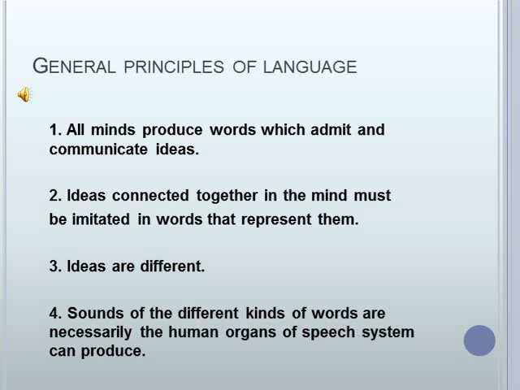They are mainly as follows. 1. All minds produce words which admit and communicate ideas. 2. Ideas connected together in the mind must be imitated in words that represent them. 3. Ideas are different. 4. Sounds of different kinds of words are those that the human organs of speech can produce.